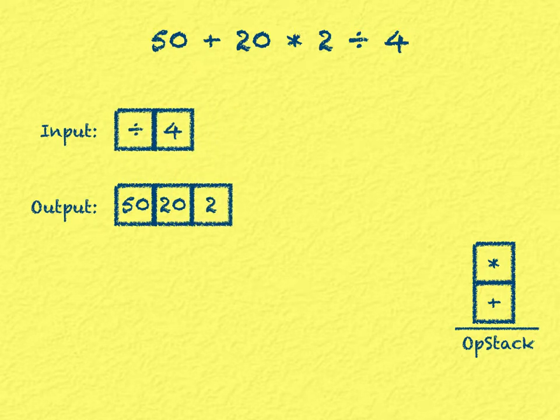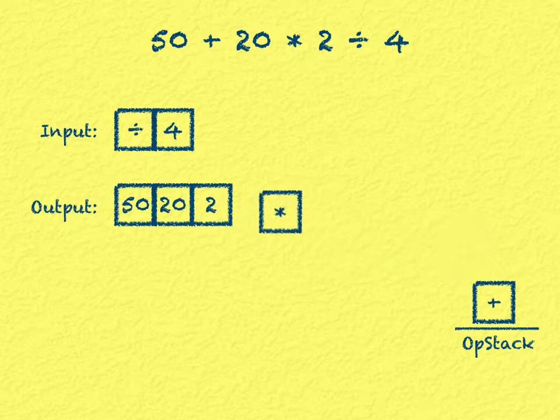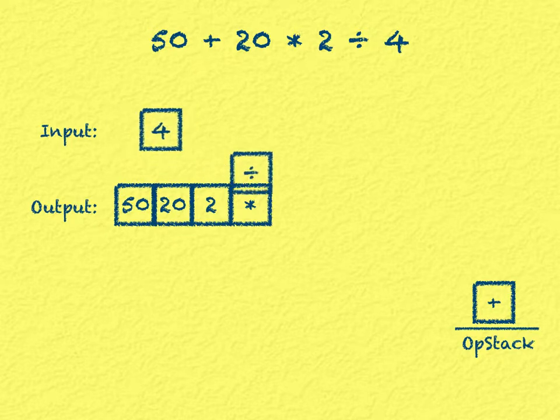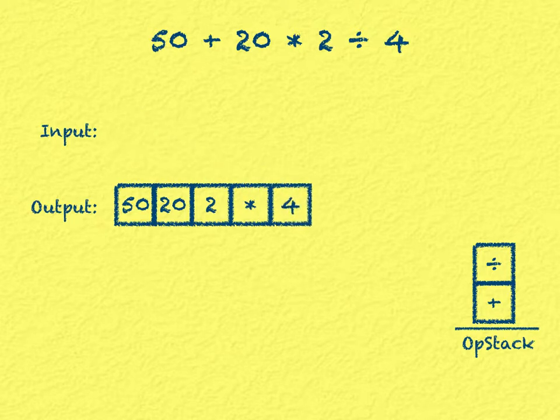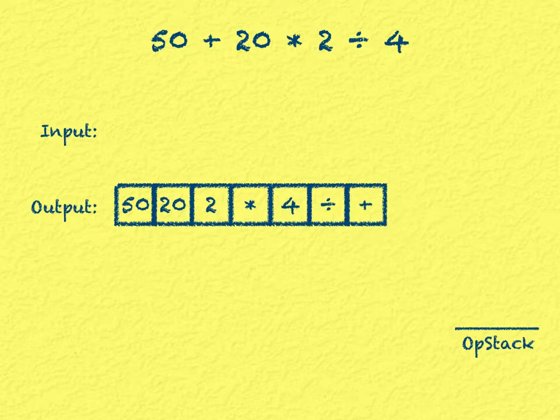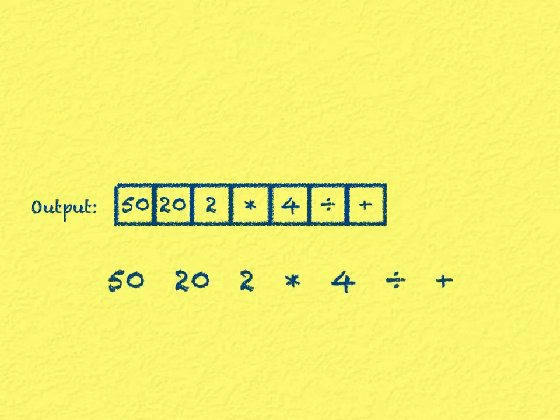Division is an operator with equal precedence to multiplication, so we pop multiplication, but it has greater precedence than plus, so we push it on top of plus. 4 is a number, straight to the output. The input is empty, thus we empty the stack onto the output to give us our final answer.